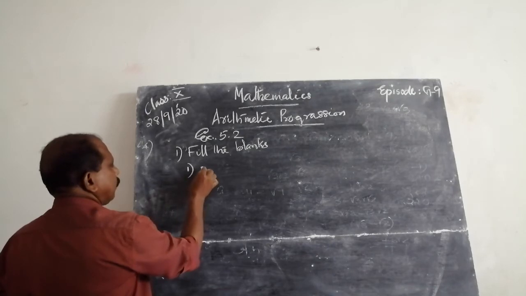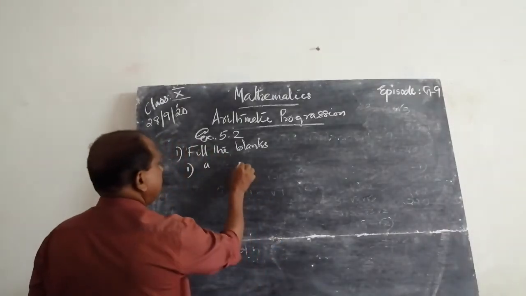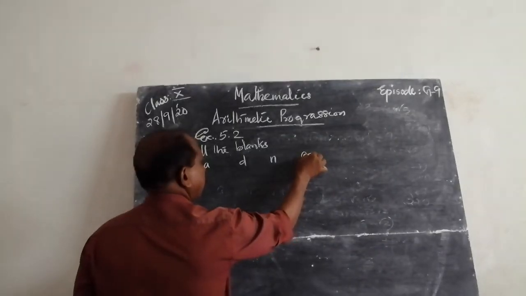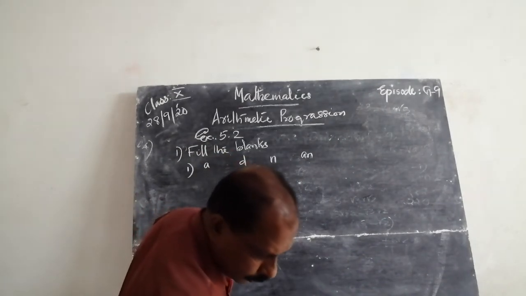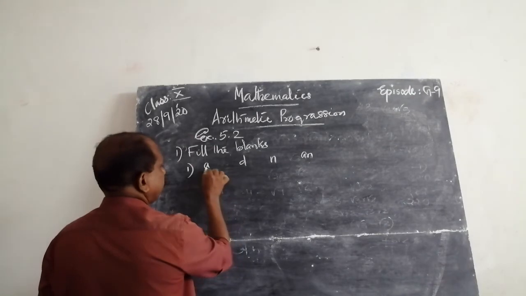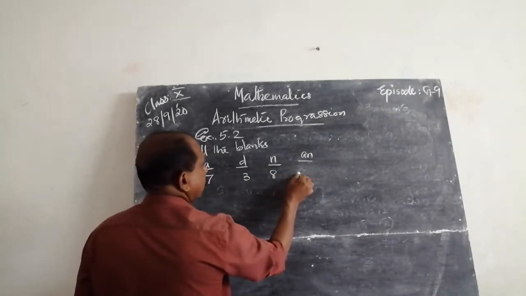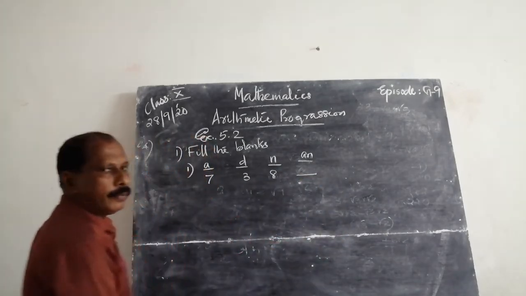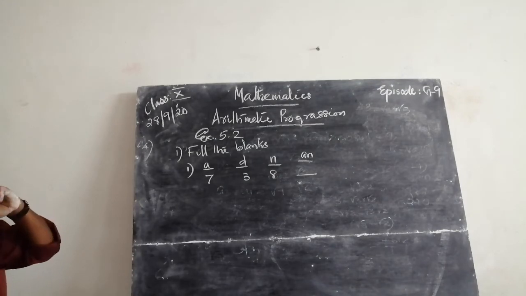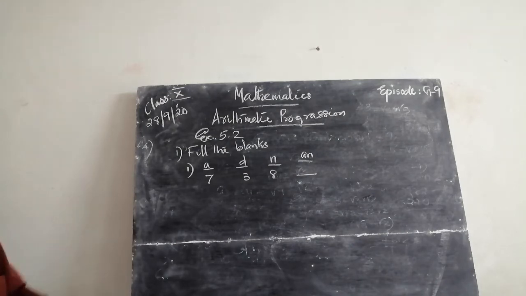First question: A, D, N, A N: 7, 3, 8. Filling this in, that is it. Therefore, in this table, we know that the first term is 7, D is 3, number of terms is 8, and we can find out the missing term here.